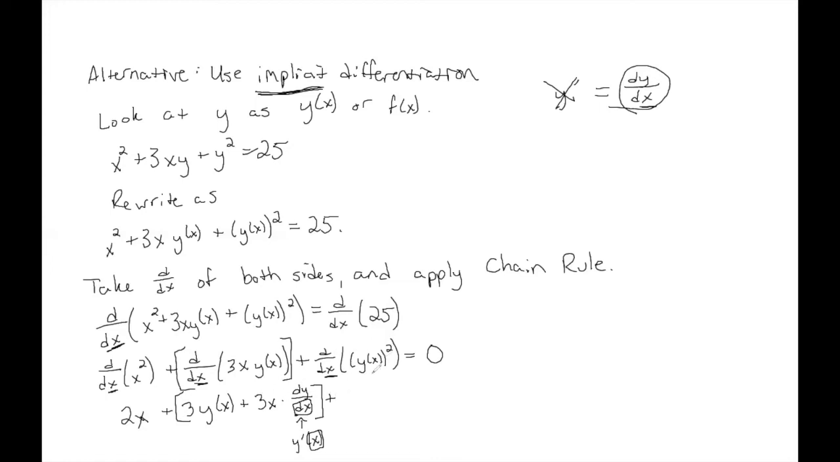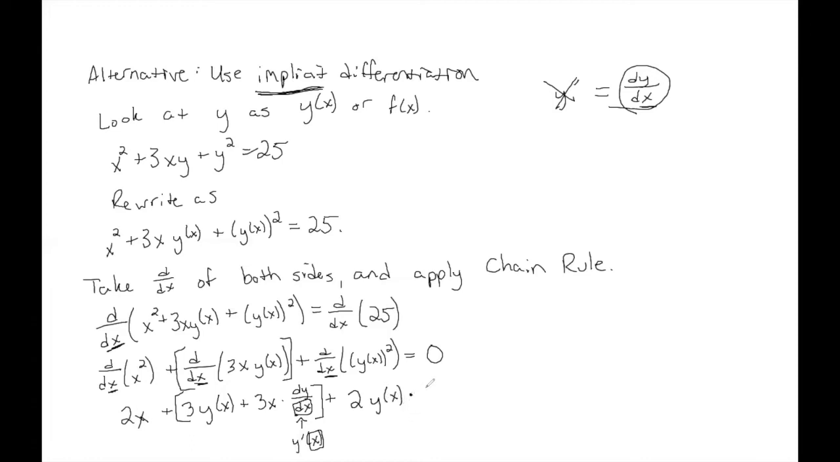Plus, now I have this. This is where the chain rule comes in. The derivative of y with respect to x squared is the derivative of a function squared. So what do I do to this? I do chain rule. I bring the 2 down and I keep the function the same.